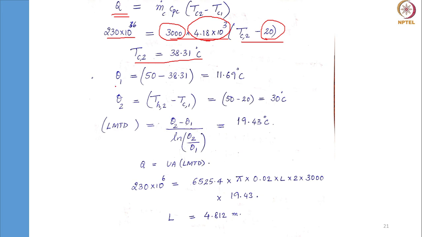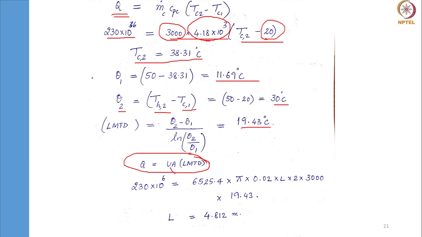Okay, so LMTD is again found out like this: TH in minus TC out. That comes out to be 11.69, and at the other end, theta, that is TH exit minus T cold in, that comes out to be 30 degrees Celsius. So once you plug these values in the definition of LMTD, we get 19.43 degrees Celsius. After we find out the LMTD, we are going to use this in this equation, Q dot equals UA LMTD.